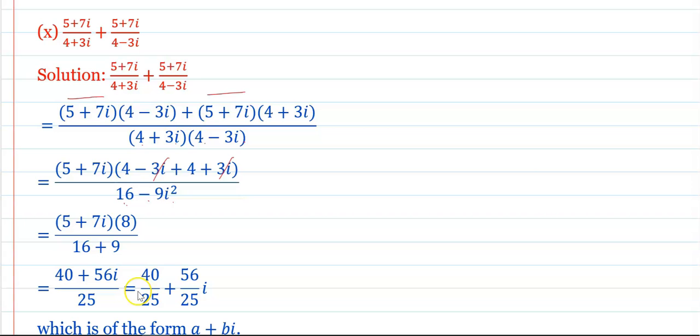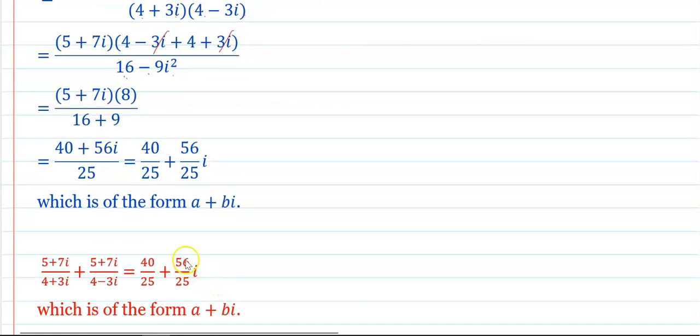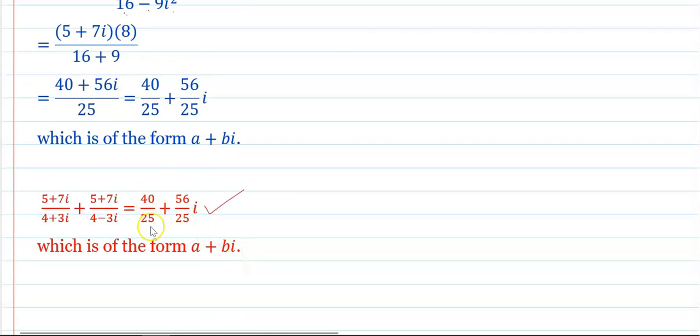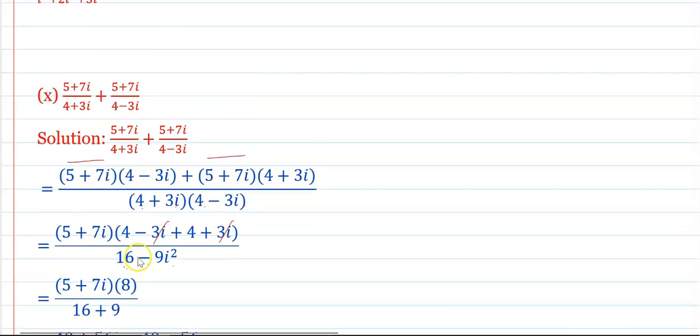Therefore 40 upon 25 plus 56 upon 25 i, which is of the form a plus bi, and hence this is the answer. The real part is 40 upon 25 and the imaginary part is 56 upon 25. We can also reduce this to lowest terms here. Okay, now the next one.